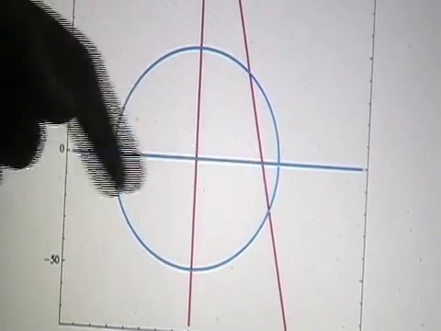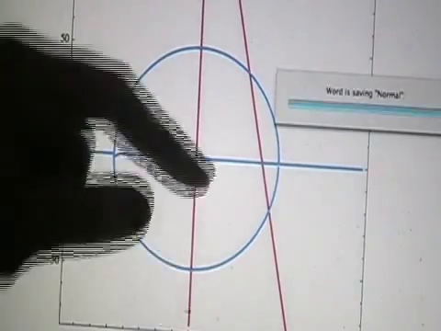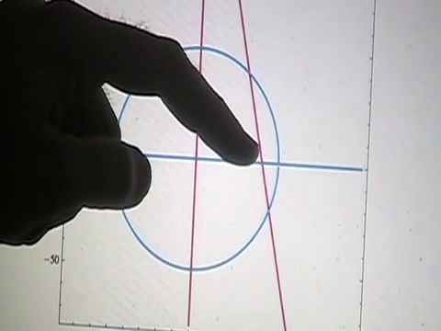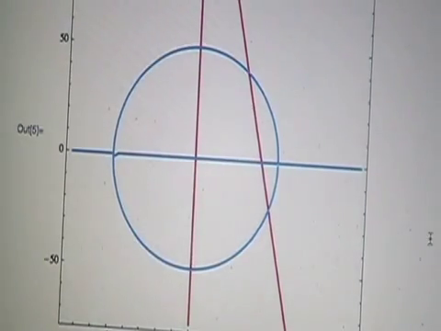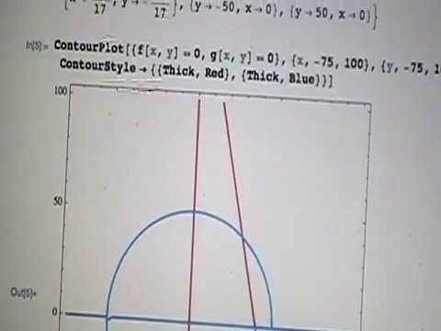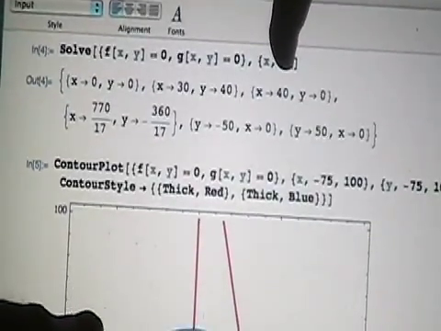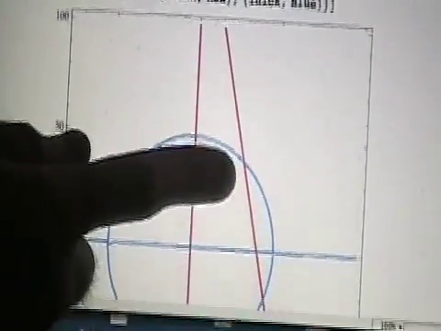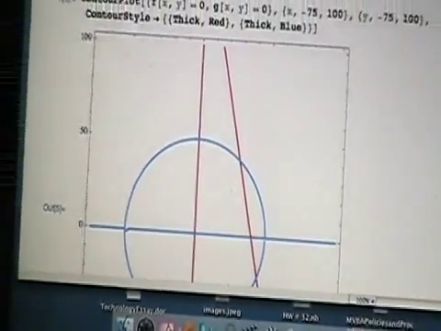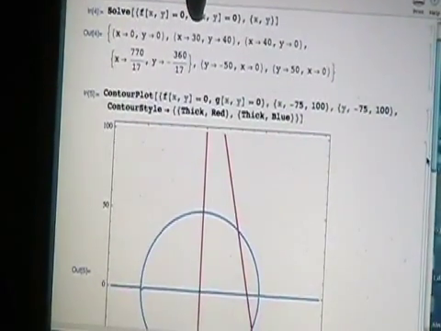This one right there looks like x is about 40 and y is 0. And going back up here, higher, that was an equilibrium point. X is 40, y is 0 is right there. This one with this finger right down here, that's x equals 30, y equals 40. And then going back up here, that is one of the ones that we got. X equals 30 and y equals 40.